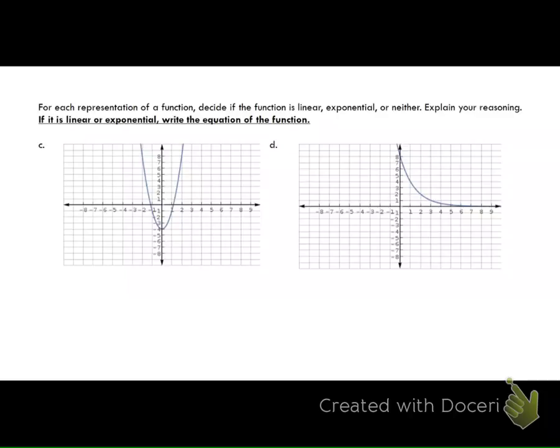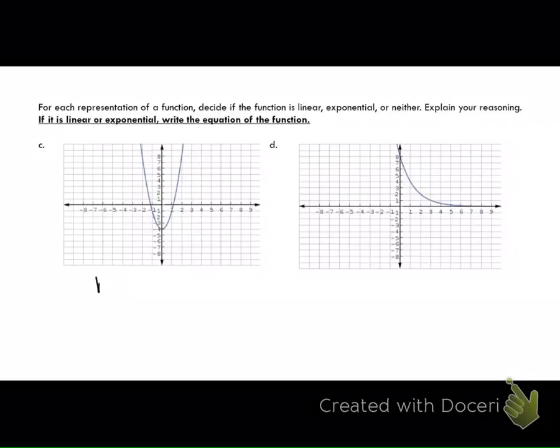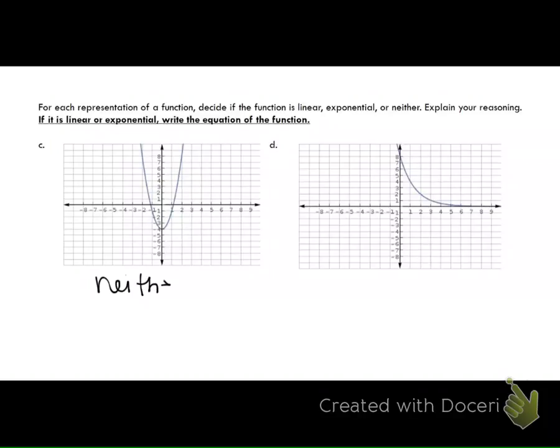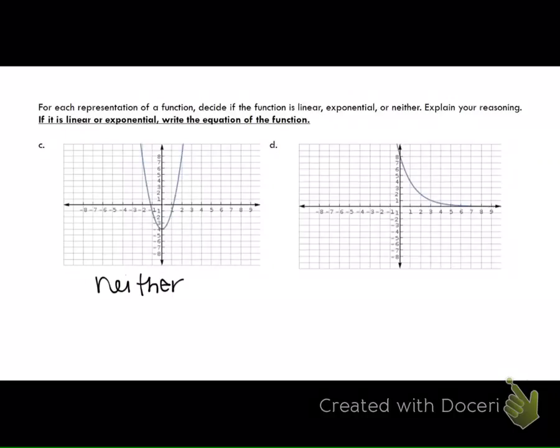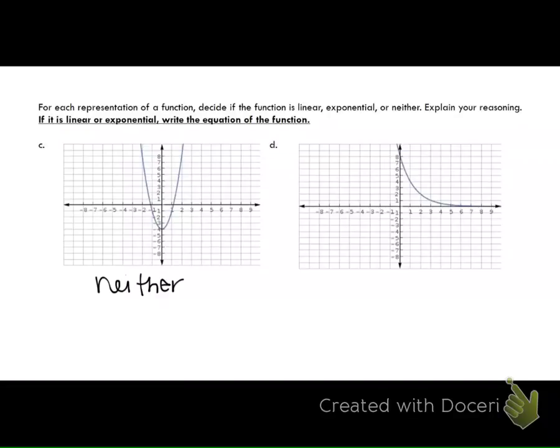Okay, Dalia, number C is what I almost said. Letter C: linear, exponential, or neither? Neither. Exponentials don't go back up or come back down. That's actually called a quadratic. You will learn about that second semester. So we can't go past that neither situation there.